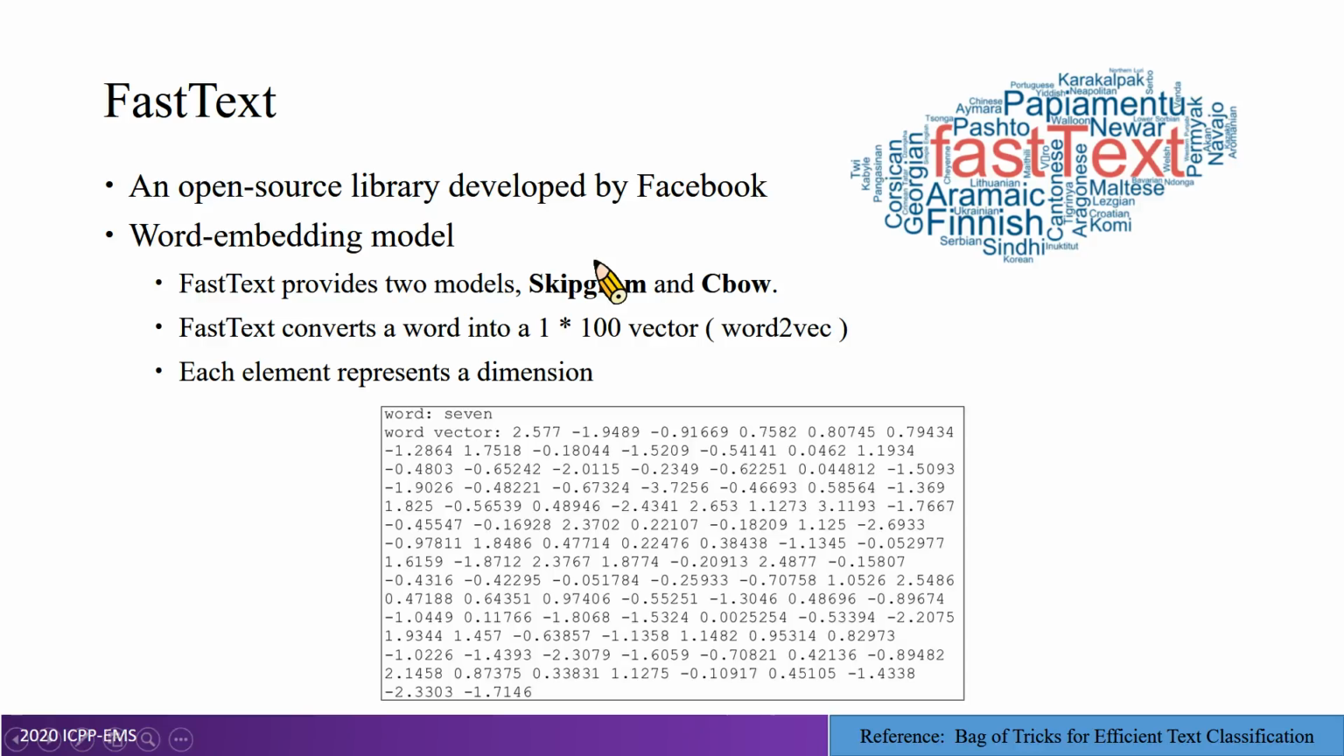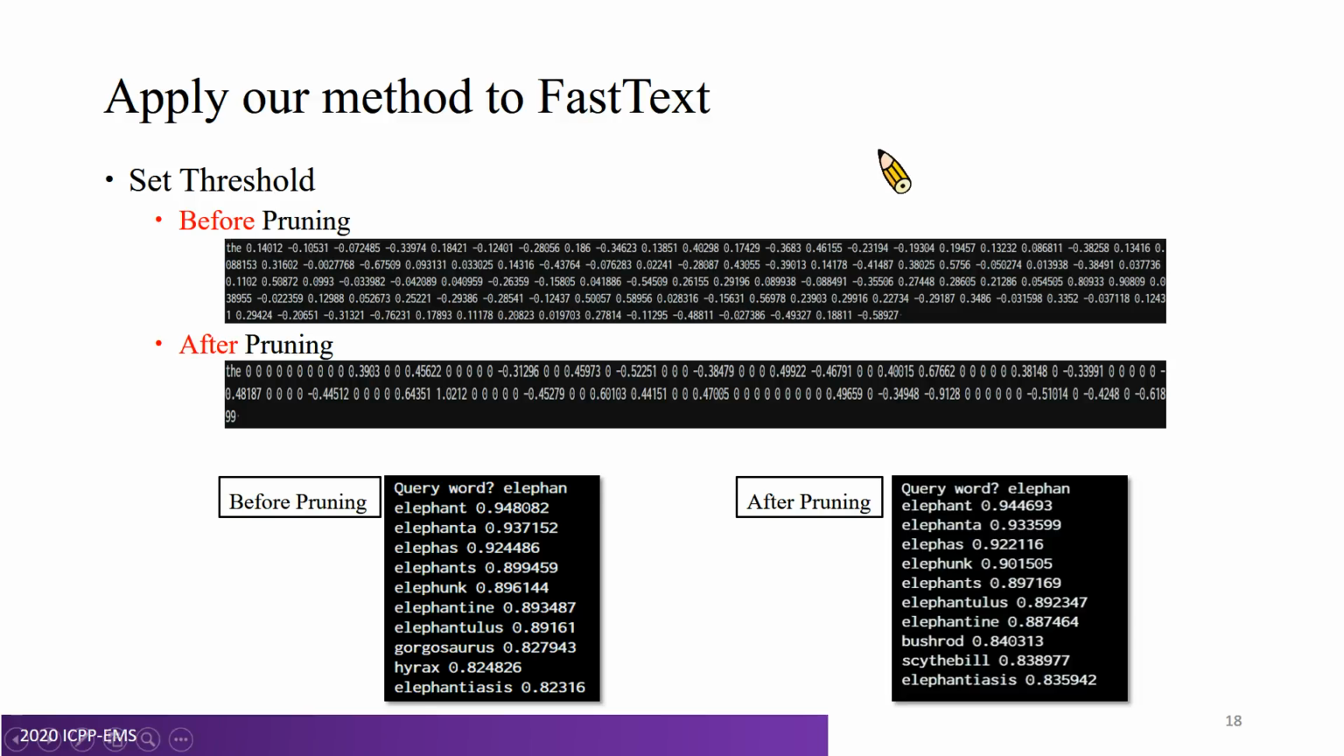Let's begin with FastText. FastText is an open-source library developed by Facebook's AI Research Lab for efficient learning of word embedding and text classification. It provides two models, skipgram and CBOW, for calculating word embedding. Word embedding is a technique widely used in natural language processing, which uses vectors to represent each word. After training, we can get a matrix in which each row represents one word.